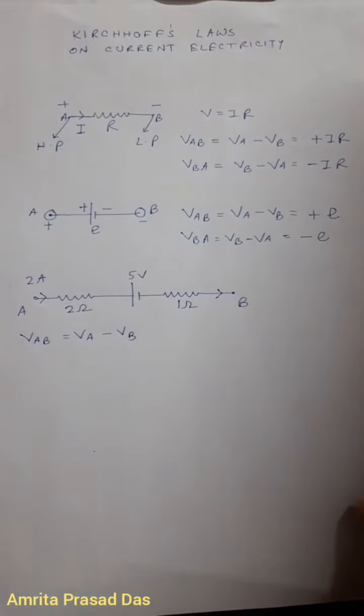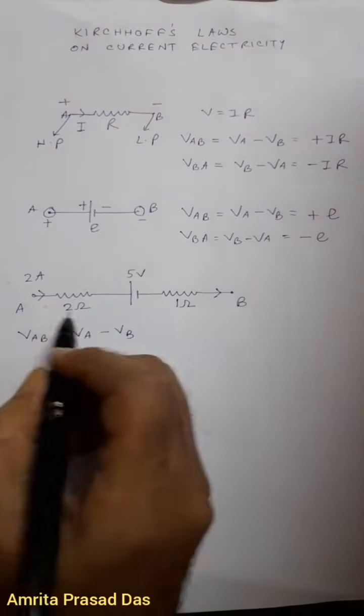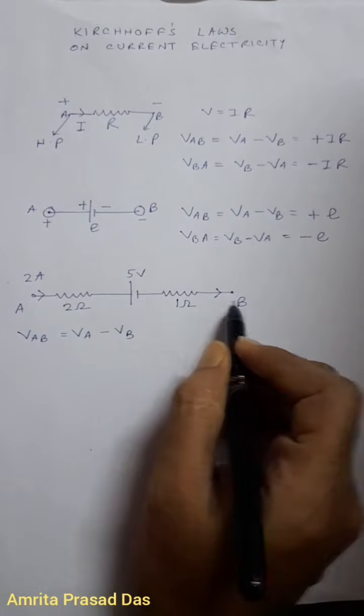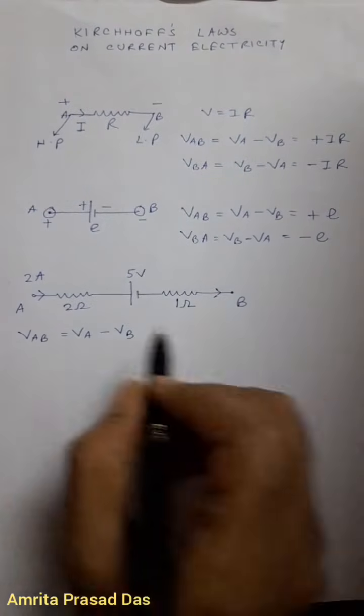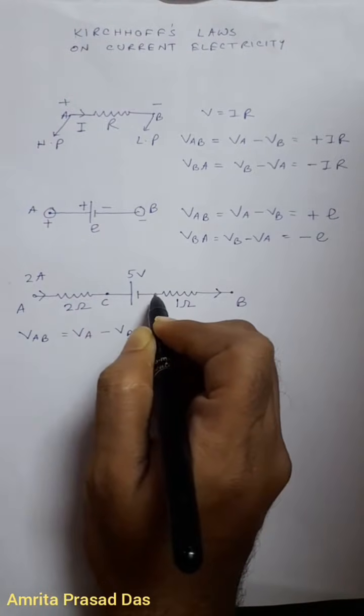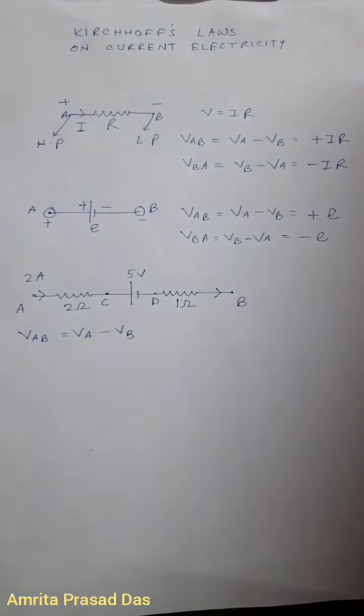minus VB. Now you can see that the current is entering from A and leaving the branch from the point B. Therefore, we can take a point C here and another point D here.